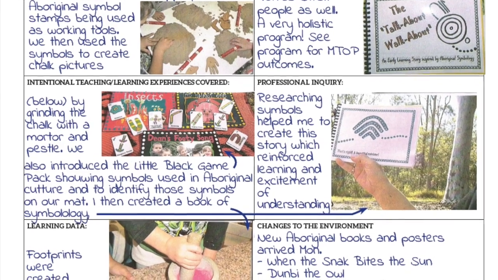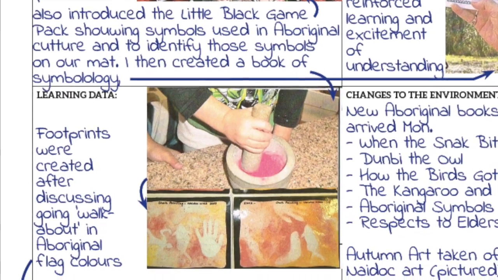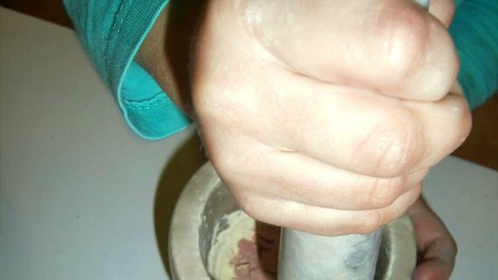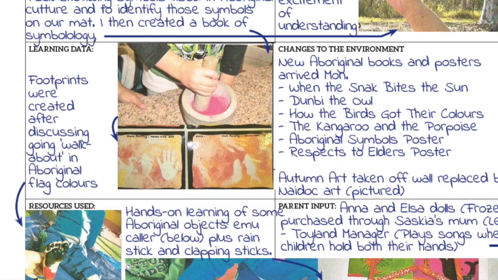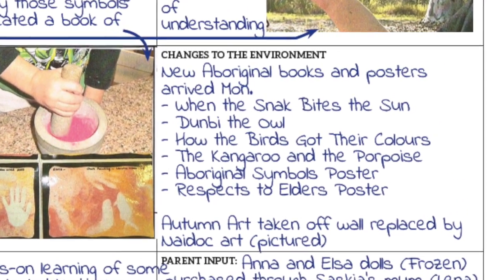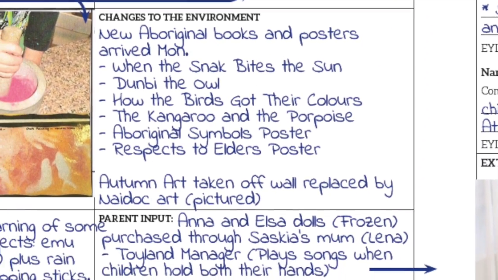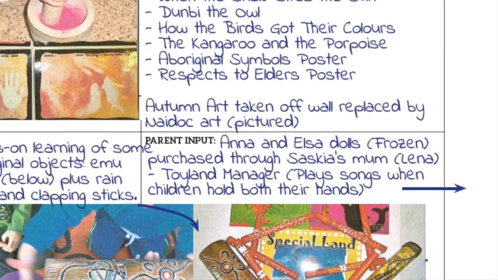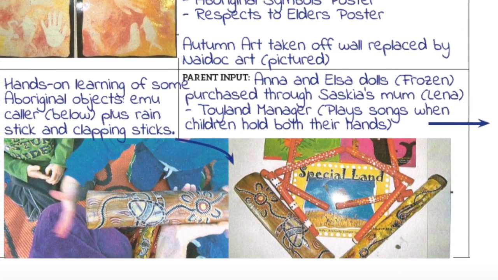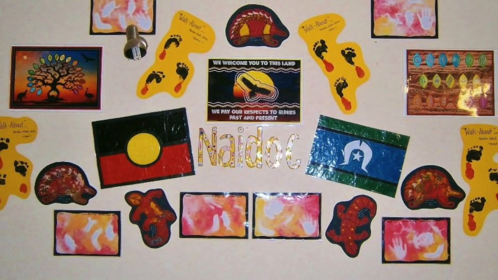The learning data space can be used for all kinds of general learning experiences that you want to reflect upon. We have used it here for a picture of our chalk craft activity flowing on from our intentional learning. Changes to the environment space can relate to any changes that you have made during the week, whether indoors or outdoors, like new equipment or activities added, artwork or posters put up or taken down, etc. We noted the arrival of our new books and posters and our new art on the walls.